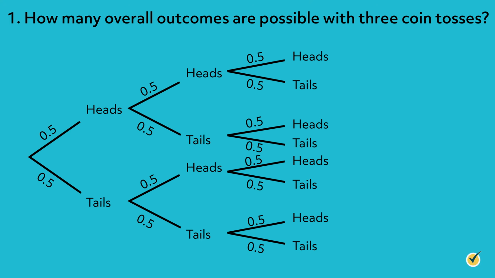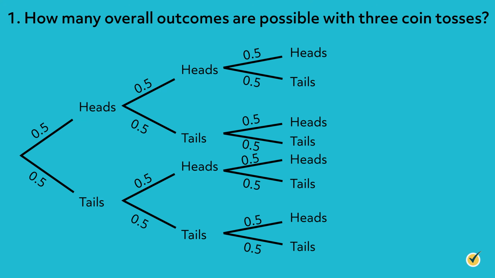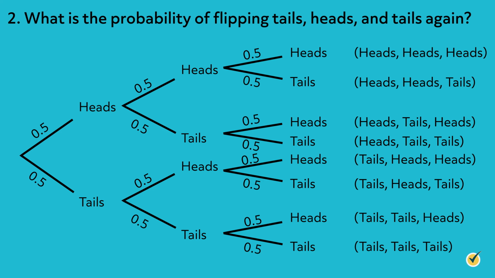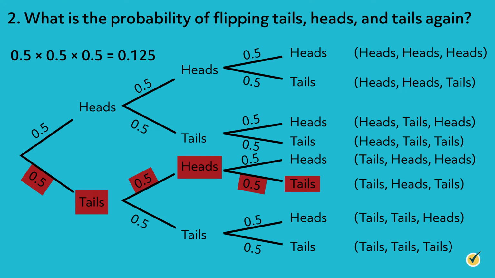How many overall outcomes are possible with 3 coin tosses? Based on the tree diagram, there are 8 overall outcomes possible with 3 coin tosses. What is the probability of flipping tails, heads, and tails again? The probability of flipping tails, heads, tails is 0.125. Multiply by following along the set of branches for this scenario as shown. 0.5 times 0.5 times 0.5 equals 0.125.